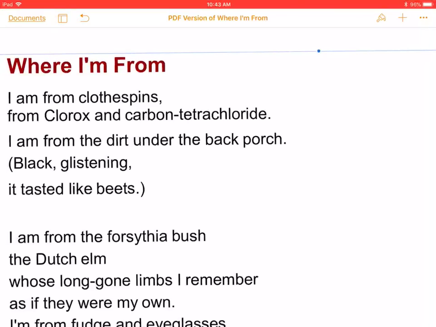Now you might be wondering, what is an annotation? Well, annotations are just notes that readers make about what they are reading. You can think of it like having a conversation with the author, or in this case, the poet.